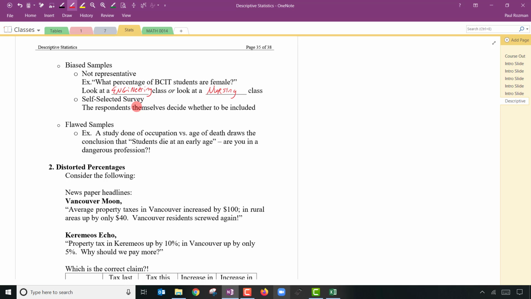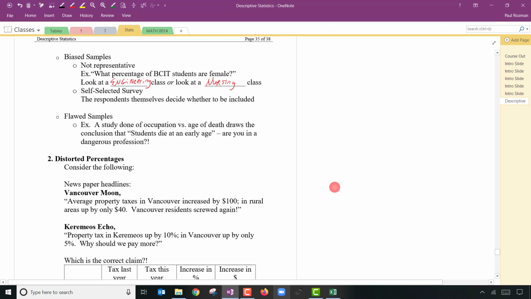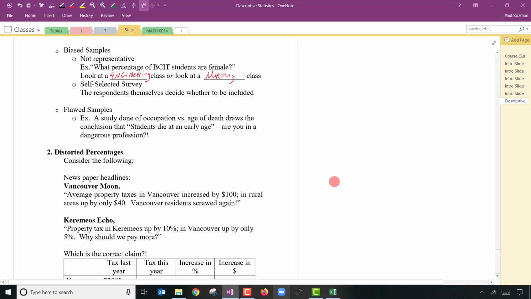It's unlikely that the other people would be very well represented. So you get kind of skewed results. So yeah, watch out for those. This one's kind of interesting.